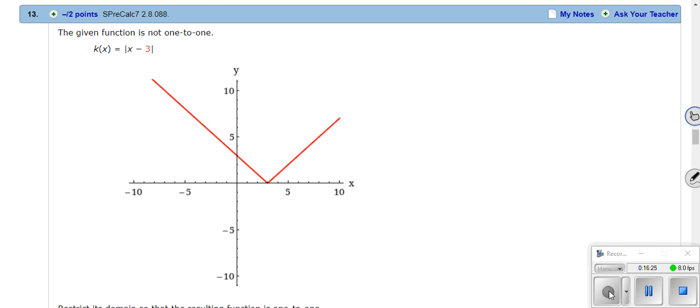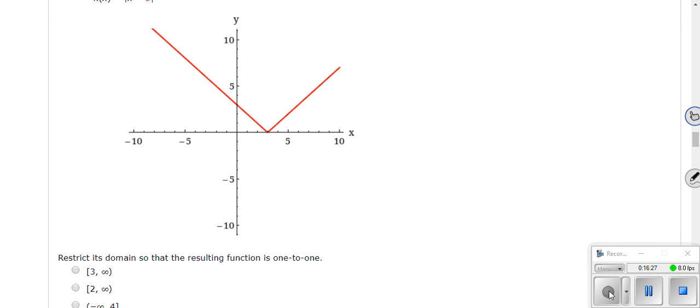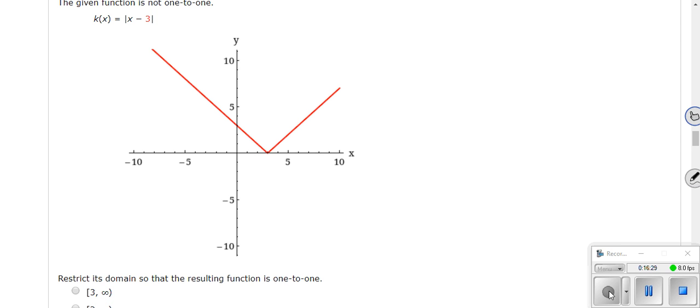So what we would need here, if we read the directions, is to restrict its domain so that the resulting function is 1-to-1. So essentially, if I could draw a dashed line down the middle of it, I need to restrict the domain to either the left side, which is going to be negative infinity up to 3, or to the right side, which is going to be 3 to infinity.